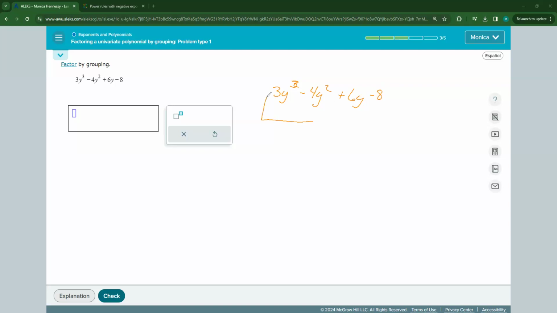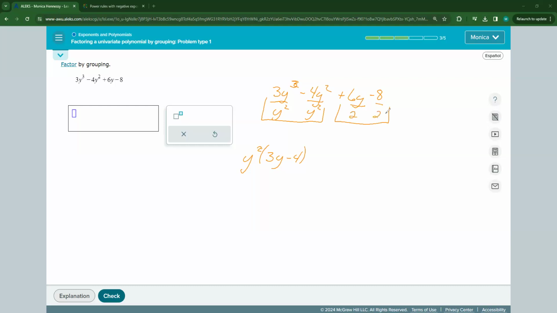So first group, there is no number that goes into both 3 and 4, so I'm just going to deal with the letters. I get to take a y squared out of both. So I have y squared and 3y minus 4.